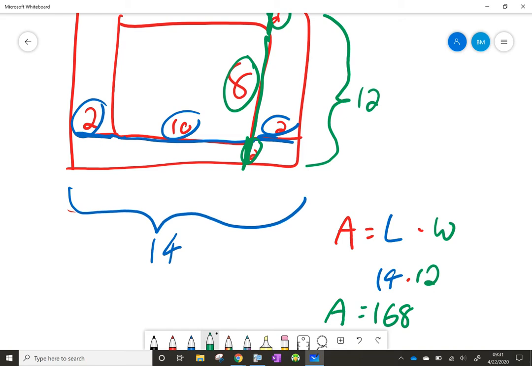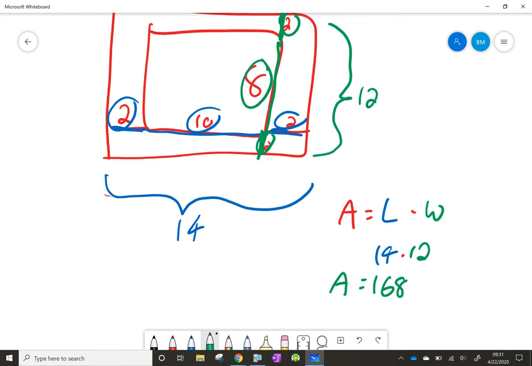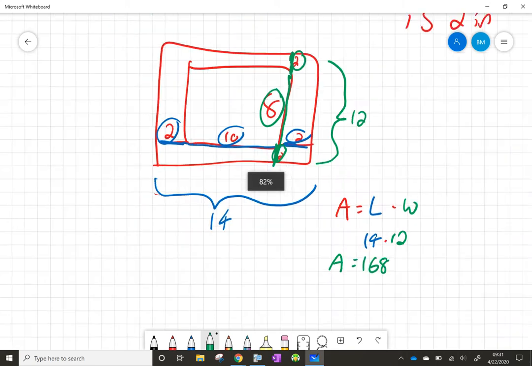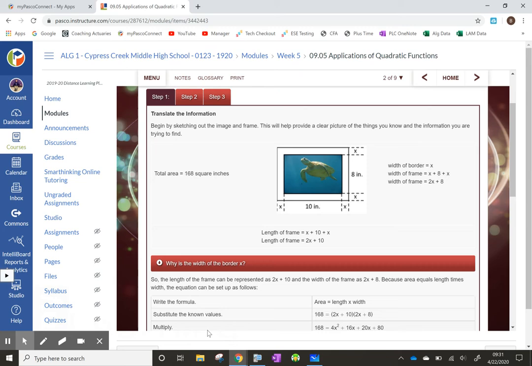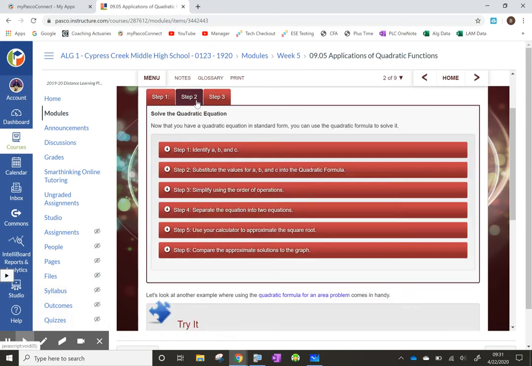So I just wanted to plug the numbers in to make sure that it all worked out nicely, and everything does. So that's very good for me. My computer's lagging quite a bit here, but that is all. This whole problem worked out. Step 2, all those steps right here explained.